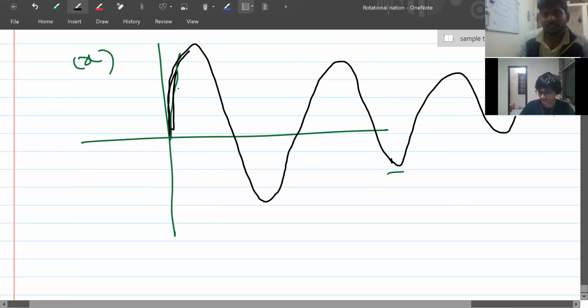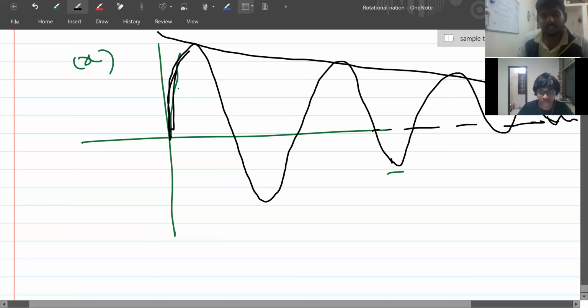Like this, the amplitude has to die down. Simple harmonic motion will stop. This you see here is the change in the amplitude, slowly, at the maximum position.